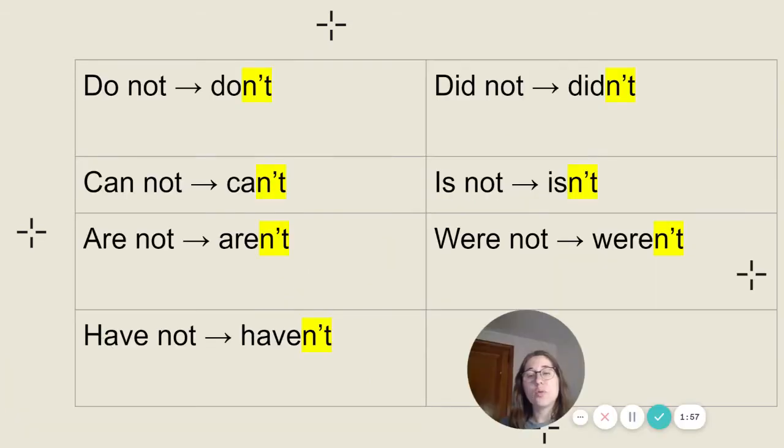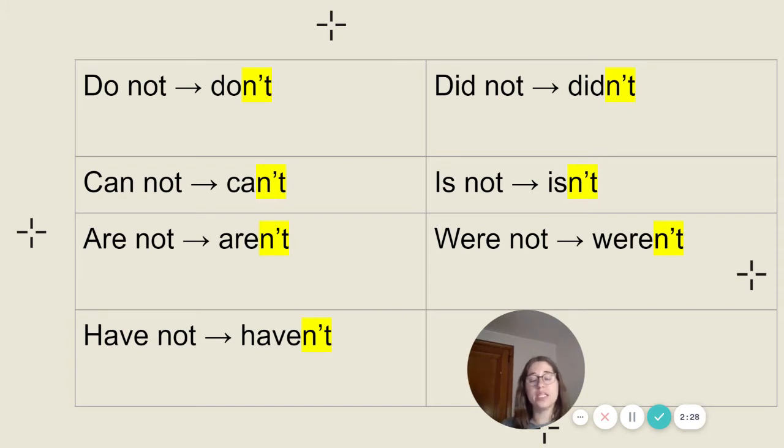All right, on your piece of paper, we have our chart for our contractions today with the word not. I'm going to read through them first, and then you may pause the video to write them down. We have do not, which becomes don't, D-O-N apostrophe T. Cannot, which becomes can't, C-A-N apostrophe T. Are not, which becomes aren't, A-R-E-N apostrophe T. Have not, which becomes haven't, H-A-V-E-N apostrophe T.